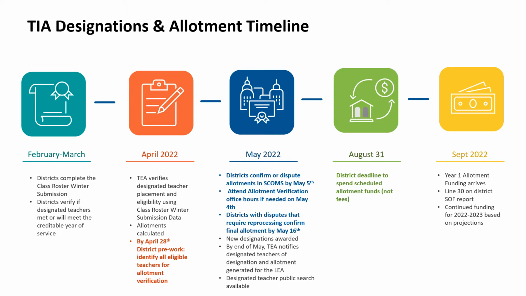By August 31st, districts must spend all scheduled allotment funds, not including fees, and in September, the Year 1 allotment funding will arrive for newly approved districts. It will show as line 30 on the district SOF report, and thereafter there will be continued funding for 22-23 based on projections from this current school year.